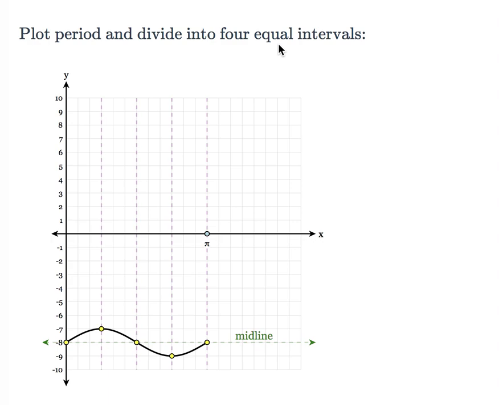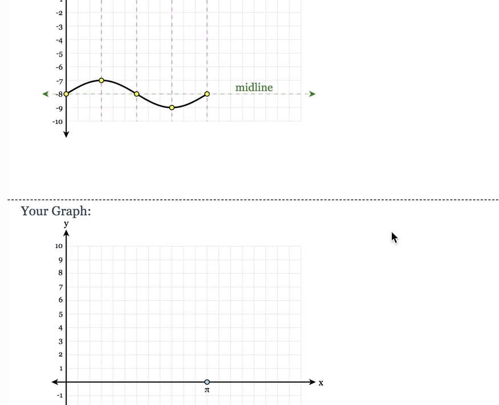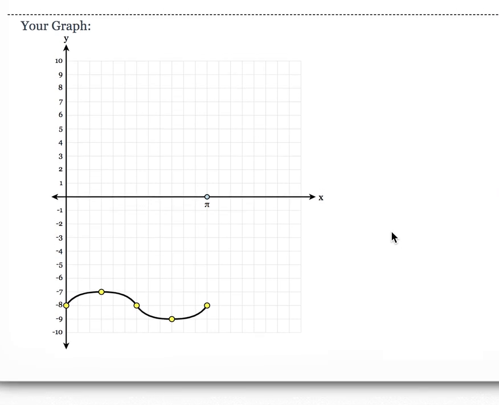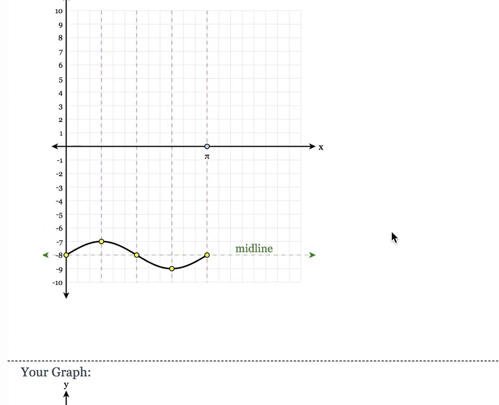I normally would like you to do that, so that would be pi over 4, 2 pi over 4, 3 pi over 4, and 4 pi over 4. And that's our final graph. If you have any questions, feel free to rewind the video, pause, and stop anywhere.